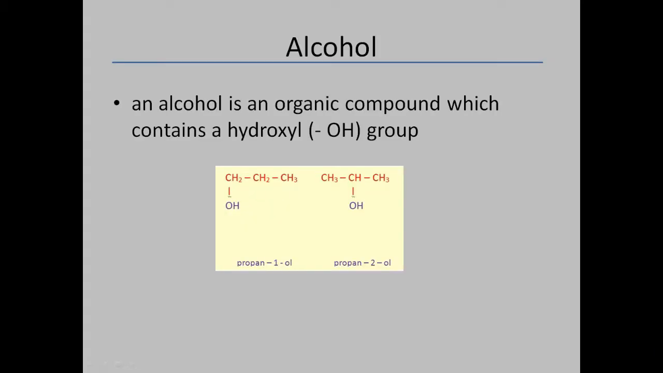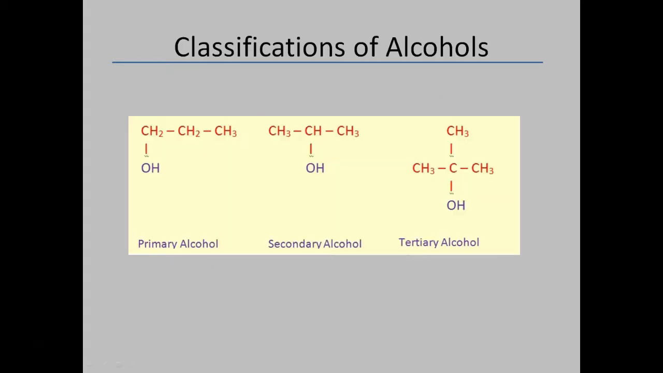What we're going to do today is look at the functional groups of alcohols and ethers. Now, an alcohol is an organic compound which contains a hydroxyl group, an OH. So, for example, we have propan-1-ol or propan-2-ol, and we can put the number at the front or in the middle. The better way is to put it in the middle, and if there are multiple functional groups, we'll have to put it in the middle.